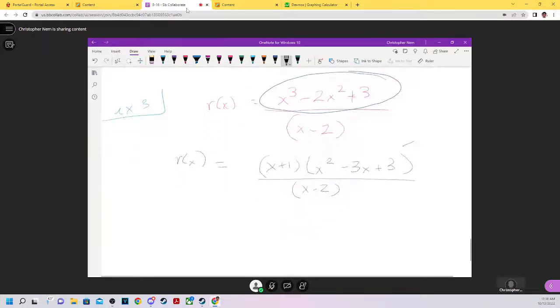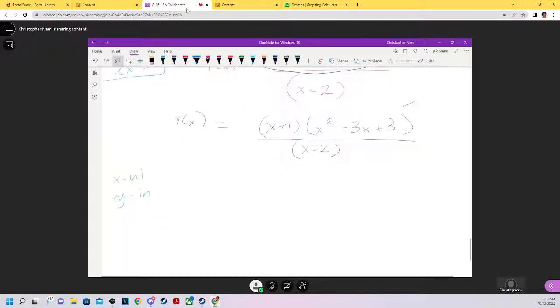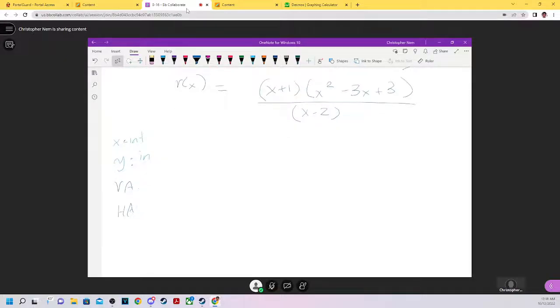So now let's identify those features that we were looking for. So x-intercepts, y-intercepts, apologize. What else was there? Vertical asymptote, horizontal asymptote, and then I have to check the behaviors, of course, and holes. So in here, nothing cancels out, so there are no holes at all anymore.